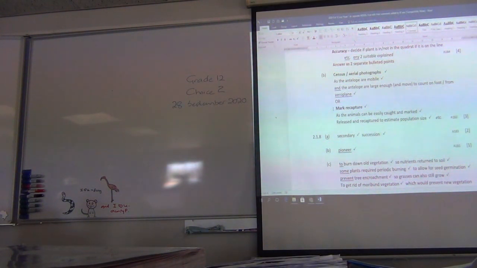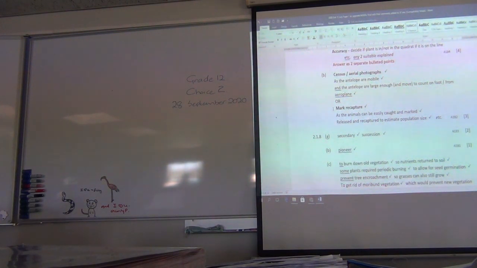I meant 45. So if we said aerial photography, then what points would we have to get, all 3 marks? So aerial photography: the antelope will show up well if they're large enough to be seen from an aeroplane, and also that the area is not heavily vegetated. So with aerial photography, they're more visible. So you can't use aerial photography, say, in the Knysna forest.